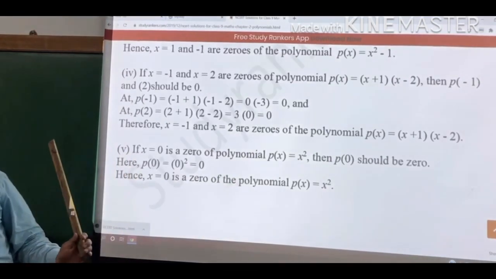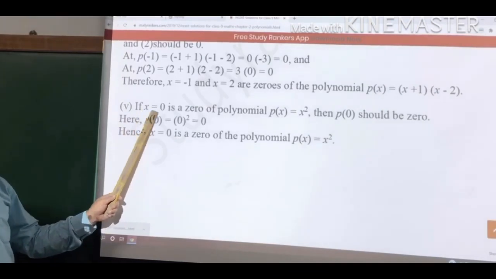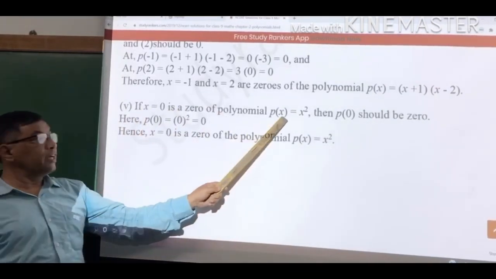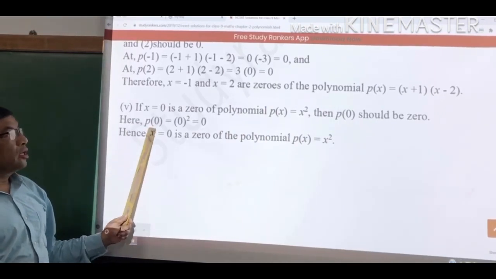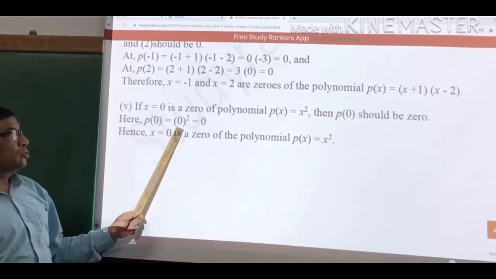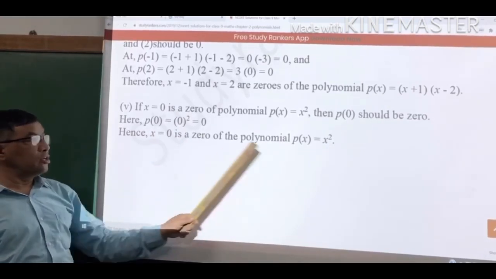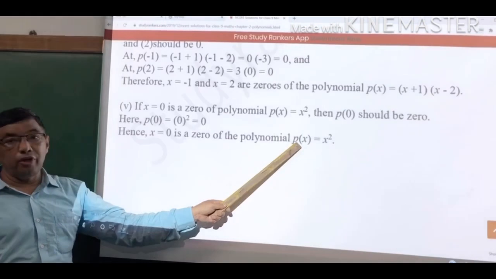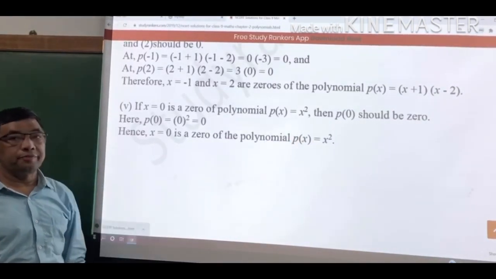Now we see the fifth one. The fifth one is, if x equal to 0, then P of x equal to x square is given to us. So we apply 0 in the place of x. So here 0 square equal to 0. So x equal to 0 is also a 0 of a polynomial P of x equal to x square. Okay, good.